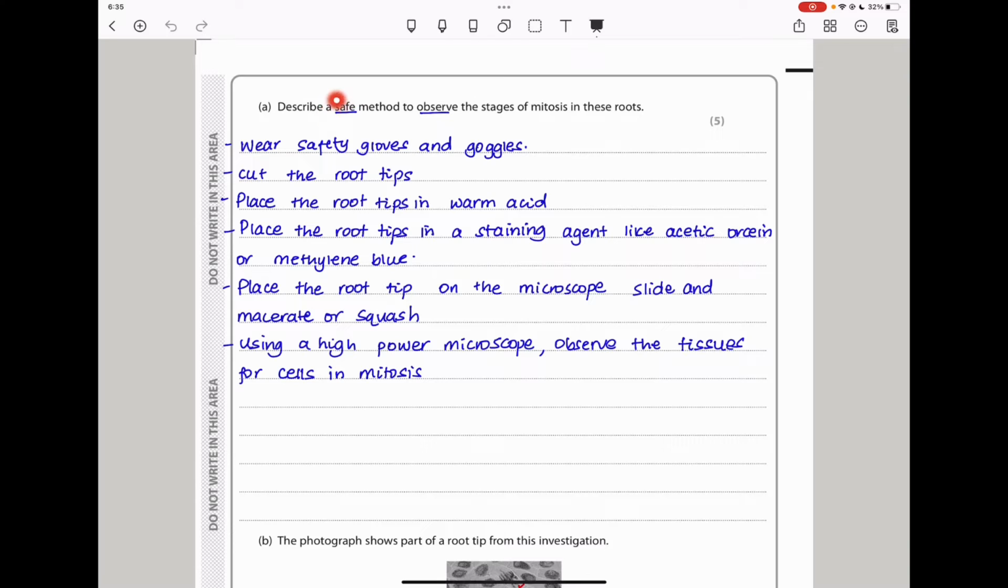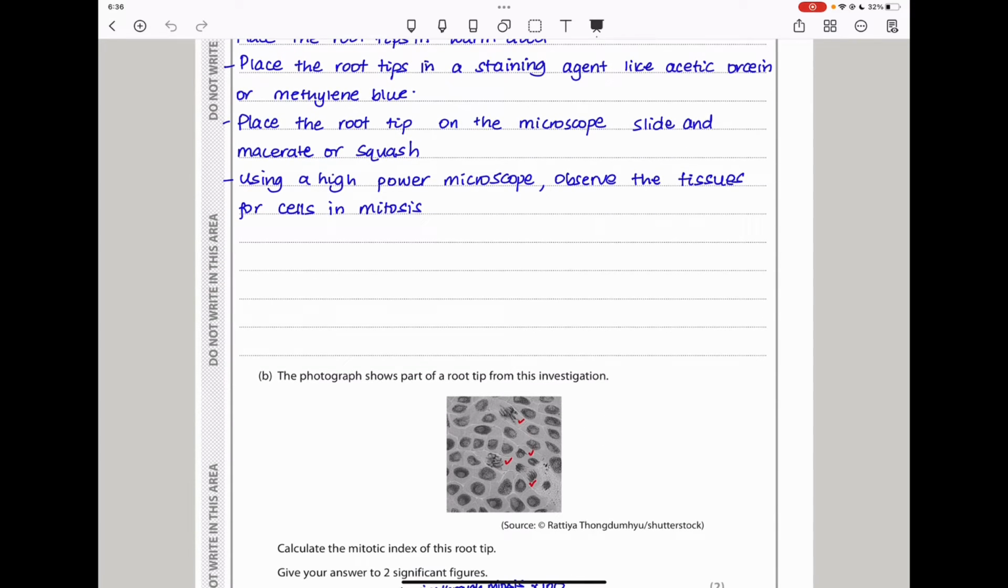Because they have said it has to be a safe method, you have to wear safety gloves as well as goggles. And then we have to cut the root tips. Remember, this is an experiment about mitotic index, so the root tips have to be cut, and these root tips have to be placed into warm acid. Then after that, the root tips have to be placed in a staining agent like acetic orcein stain, or you could use methylene blue. Then place those same root tips on the microscope slide and macerate, or you could squash. Using a high power microscope, you could observe the tissues for cells in mitosis. So in this case, you can observe to see if the cells are going through mitosis or not.